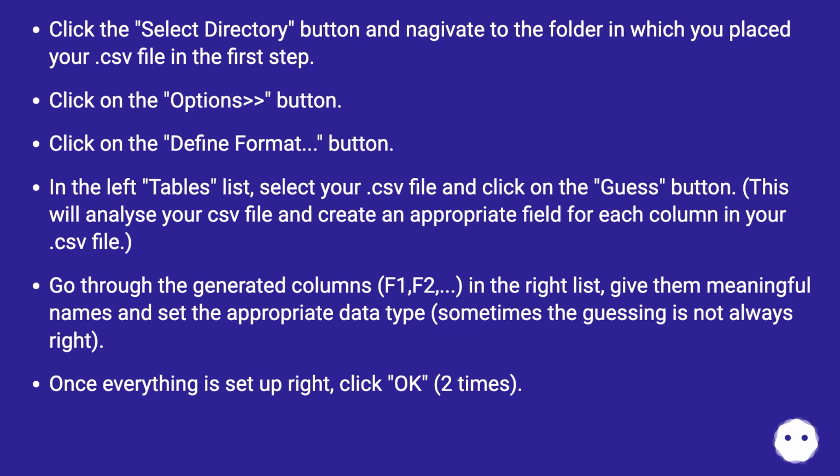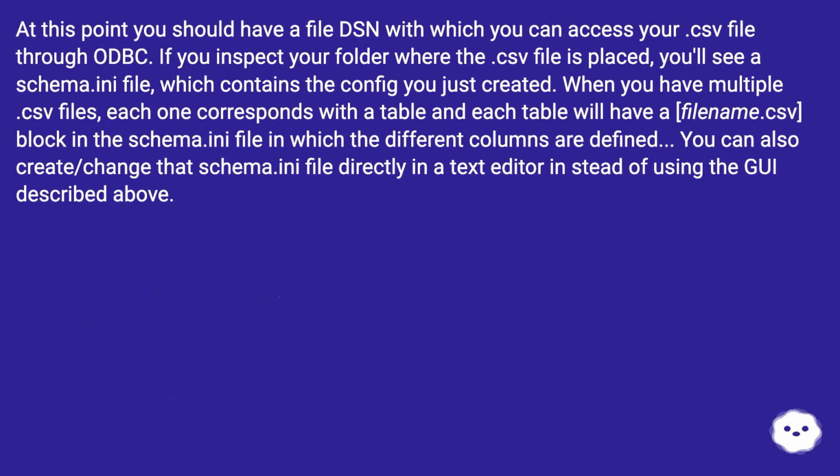Go through the generated columns, F1, F2, in the right list. Give them meaningful names and set the appropriate data type. Sometimes the guessing is not always right. Once everything is set up right, click OK 2 times. At this point you should have a file DSN with which you can access your .csv file through ODBC.